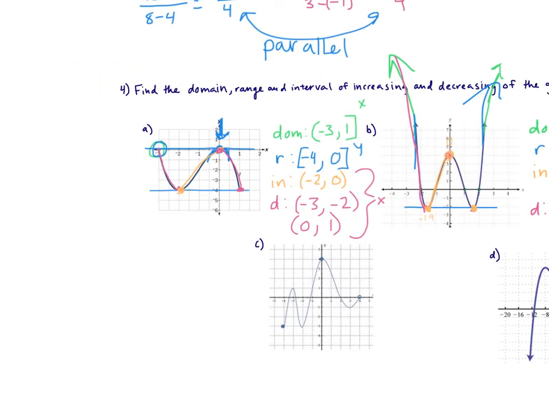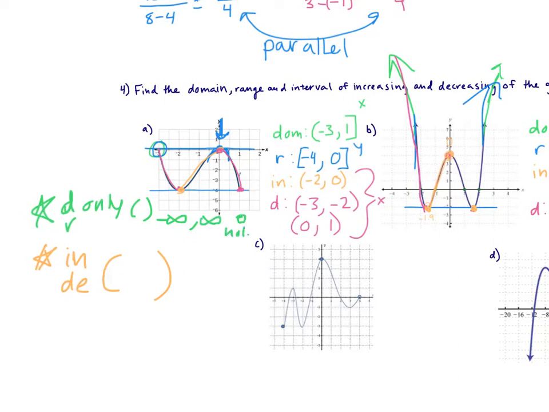When you're doing increasing and decreasing, it's always going to be parentheses. When you're doing domain and range, it's only parentheses when you have negative infinity, or if you have a hole in your graph, so an open circle.